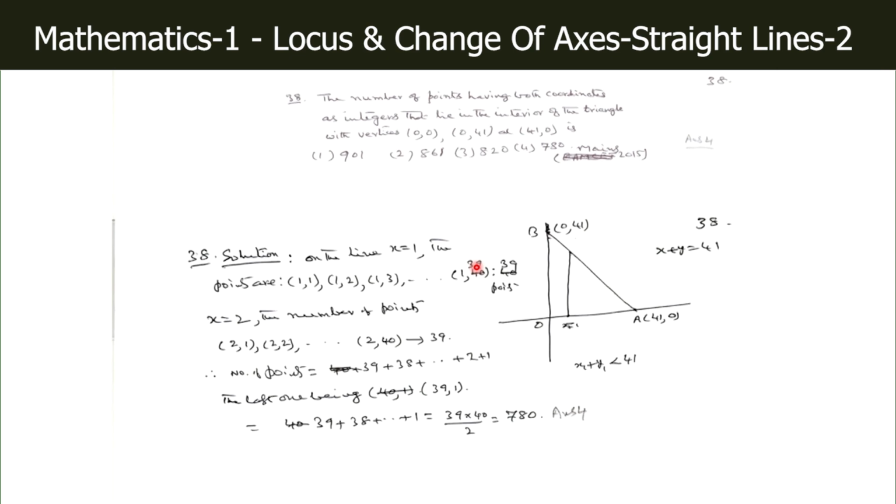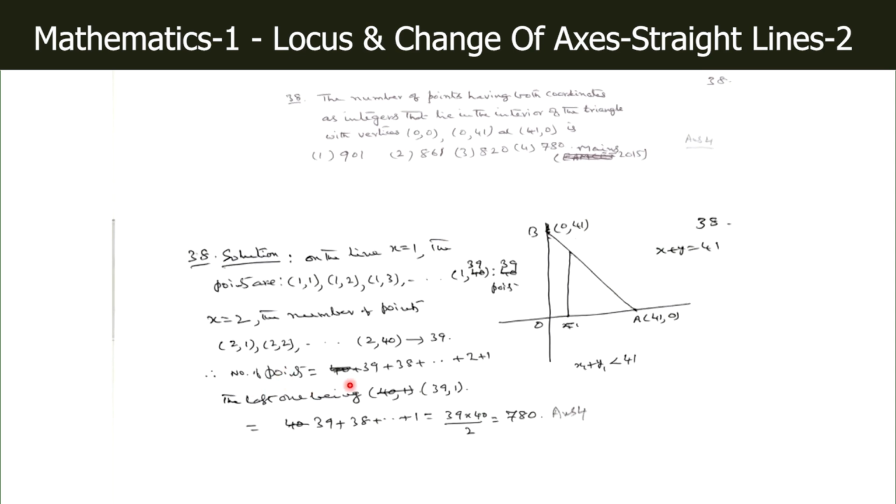So, on the line x is equal to 1, the points are (1,1), (1,2), (1,3), etc., up to (1,39). So, the number of points is 39. Similarly, on the line x is equal to 2, the points are (2,1), (2,2), (2,3), etc., up to (2,38), which is 38 points.